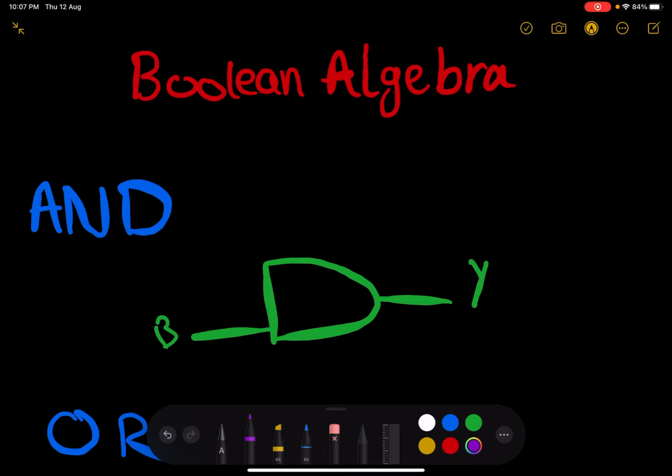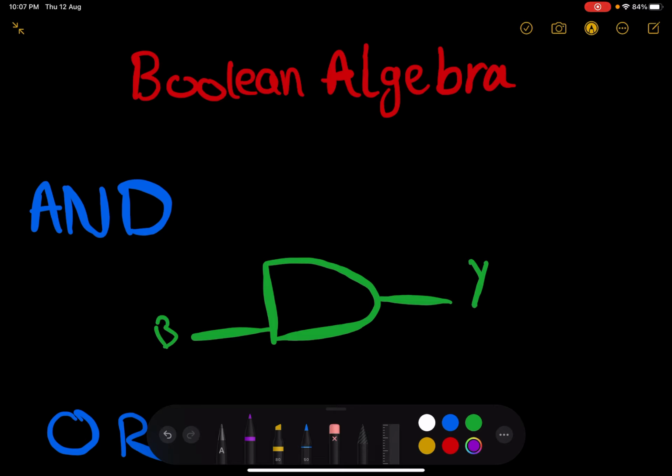Hi everyone, today we have an important topic in digital logic design and also computer architecture, which is Boolean algebra. Boolean algebra is so important for dealing with logic gates, and using these logic gates you can build more complicated components.